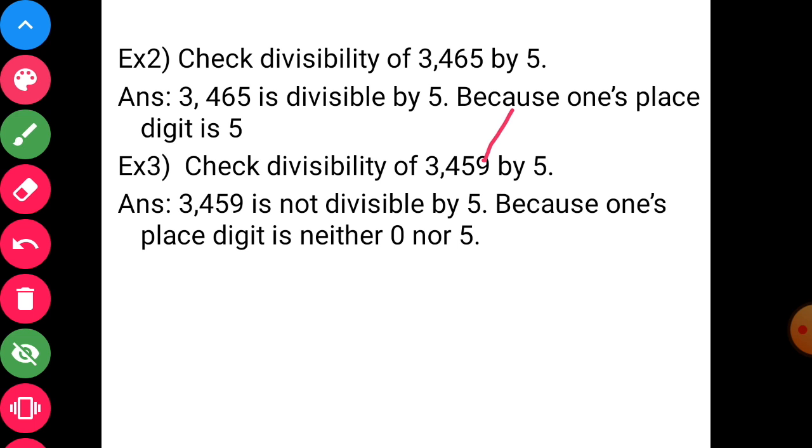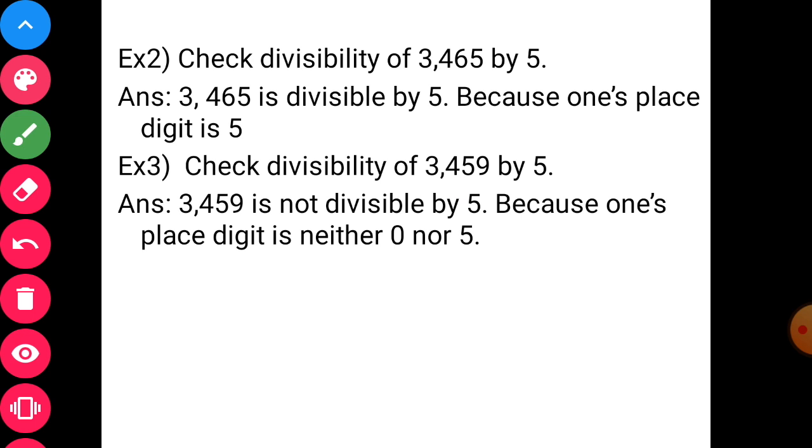Why? What is the reason? Because here in ones place 9 is there. To tell that this number is divisible by 5, there must be 0 or 5 in ones place, isn't it? But here 9 is there. If you divide 9 by 5, how much will you get? You will get remainder 4. So this number is not divisible by 5. That you have to remember.